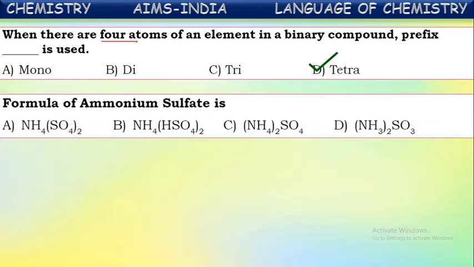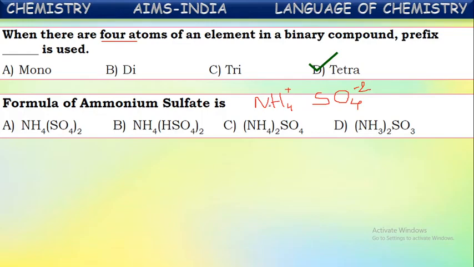Next. Formula of ammonium sulfate. We know the formula of ammonium ion is NH4 plus. And the formula of sulfate ion is SO4 minus 2. So when we combine these two ions by using the crisscross method, we can get the formula of ammonium sulfate.